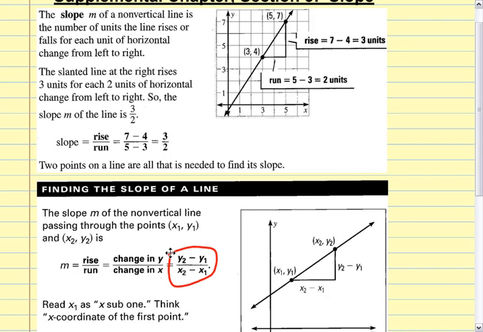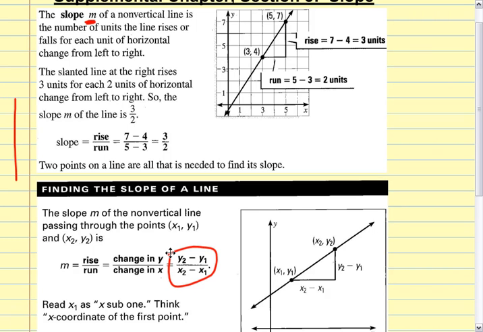All right? It says the slope m. When we're talking about linear equations, when you see the letter m, I don't know why they chose m. I think it's Latin for incline or something. I don't know. But m means slope. M stands for slope. When you see m, and we're talking about linear equations, it is talking about the slope of the line. Okay. Now, the slope of a non-vertical line, one that's not like this, is the number of units the line rises or falls for each unit of horizontal change from left to right.